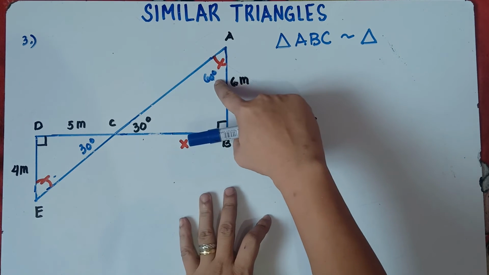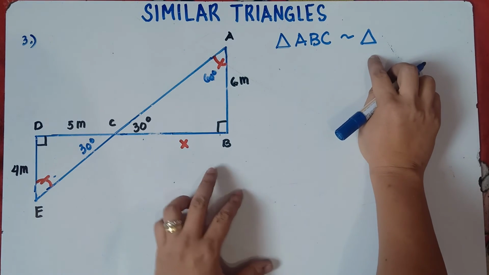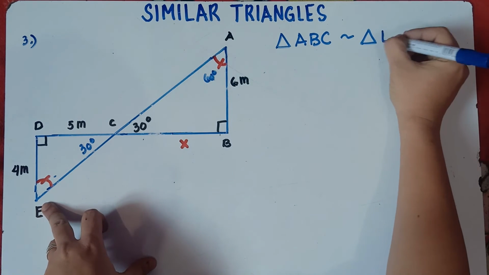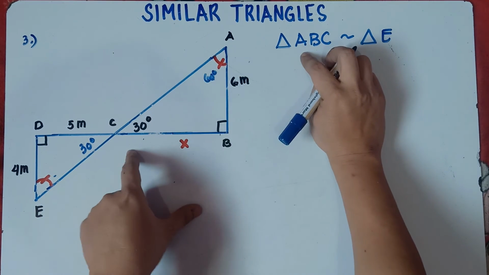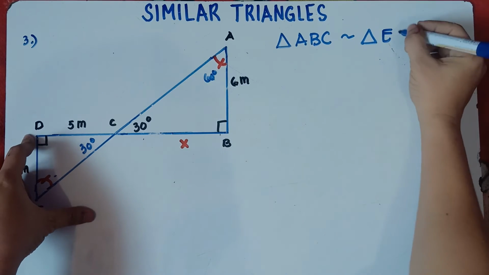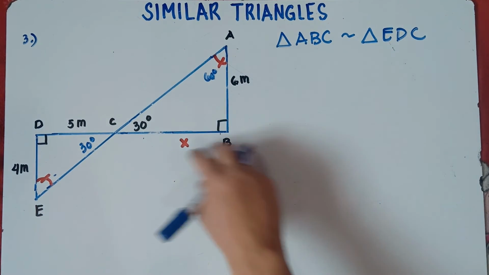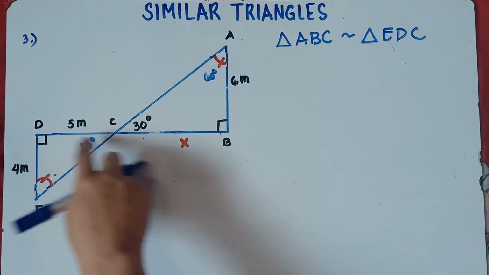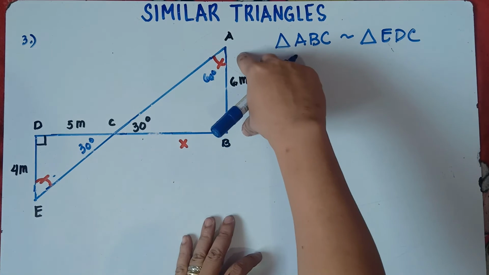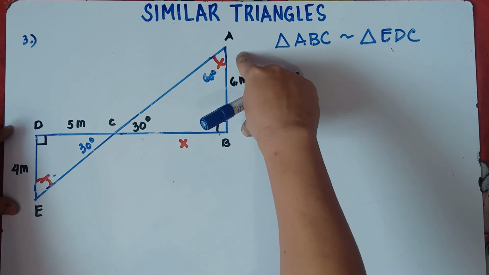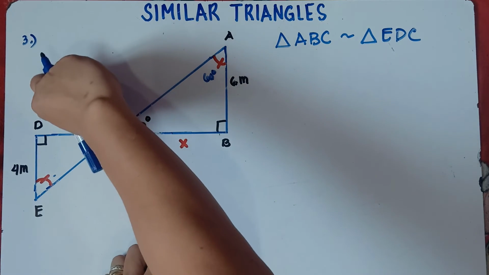So you start with 60, to 90, then 30. Similar to triangles, you start with 60, that would be E, then 90, 60, 90, A, B, C. So that would be E, D, C. Alright, so triangle ABC is similar to triangle EDC. Always be careful, class, in reading the triangles. This side corresponds to this side, and this side BC corresponds to this side DC.